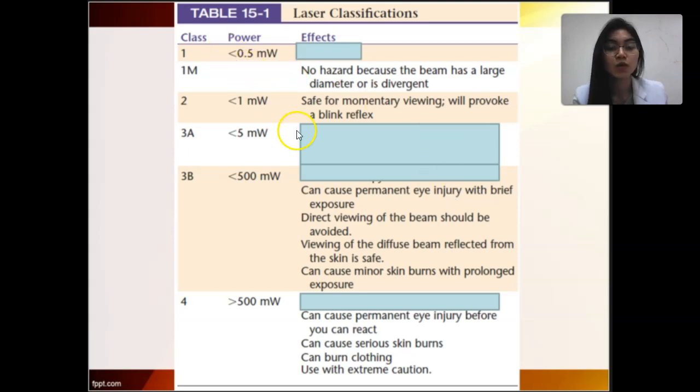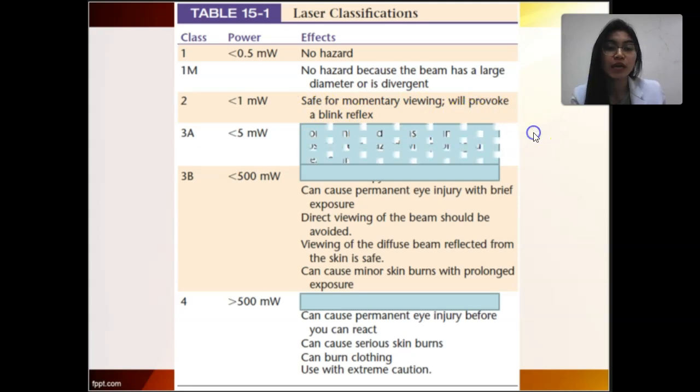With your class 1 laser, no hazard daw siya. Na ibig sabihin, kahit matutok yan sa'yo, walang irritation or walang harm that it might cause to you. That's your class 1. Class 2, this is safe for momentary viewing and will provoke a blink reflex. Blink reflex lang.